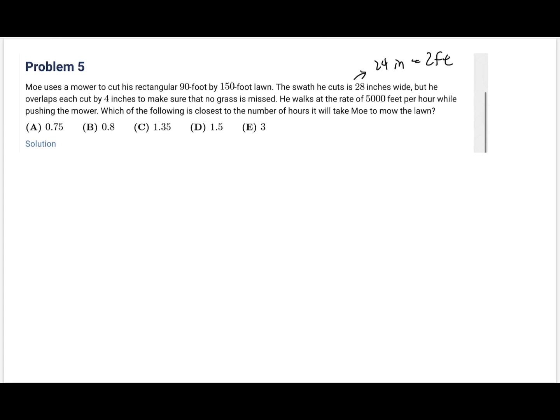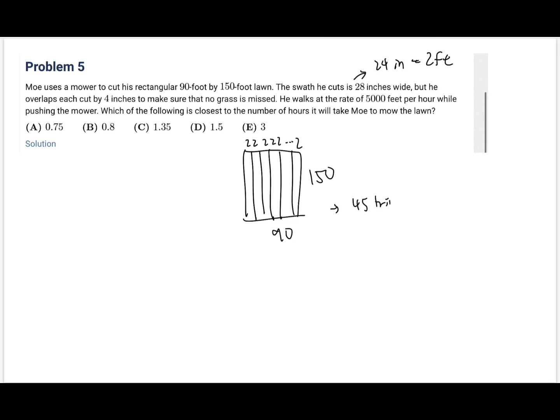Okay, so he walks at the rate of 5,000 feet per hour. So the lawn is 90 foot by 150 foot. He would be mowing 2 feet each time, and so he would take 45 trips of 150 feet. And so 5,000 feet per hour, right?